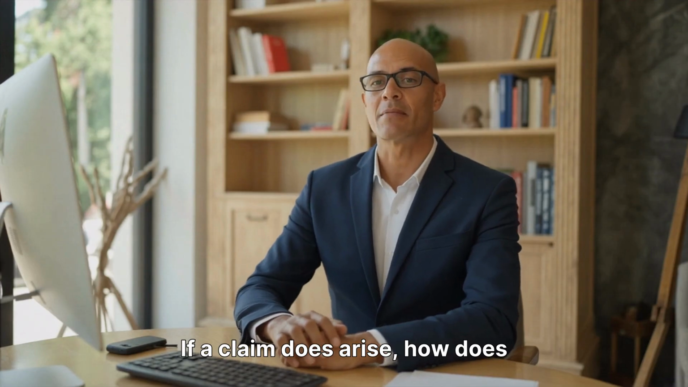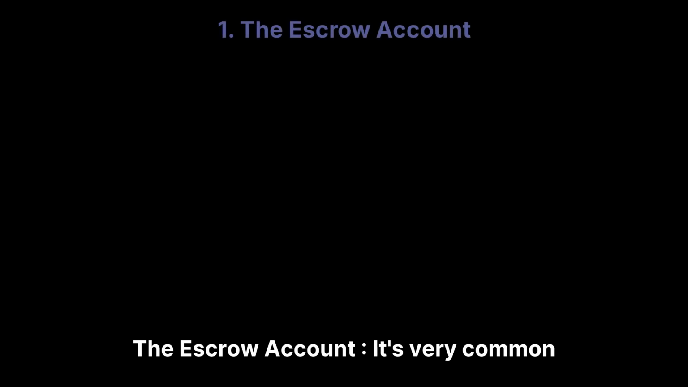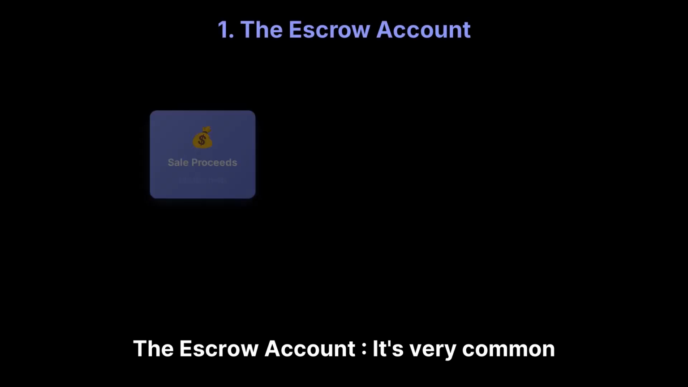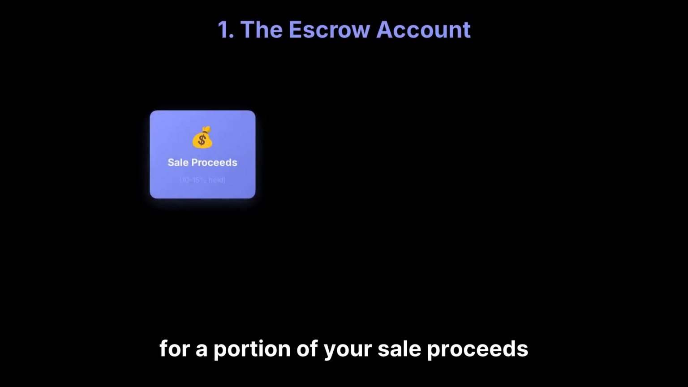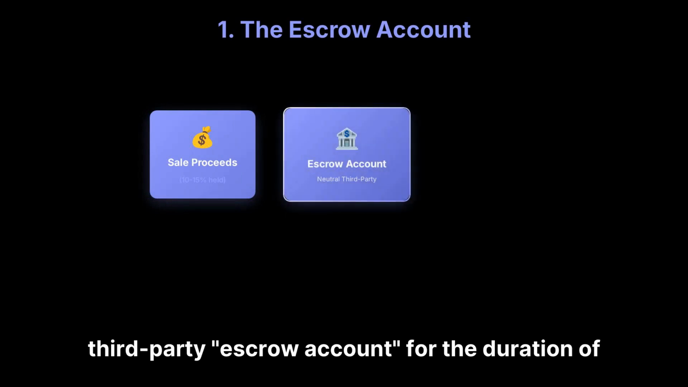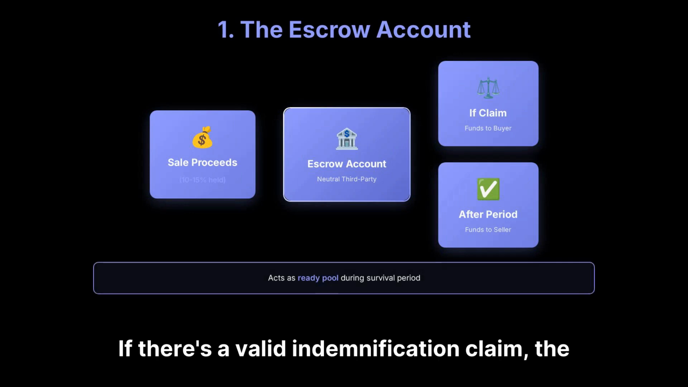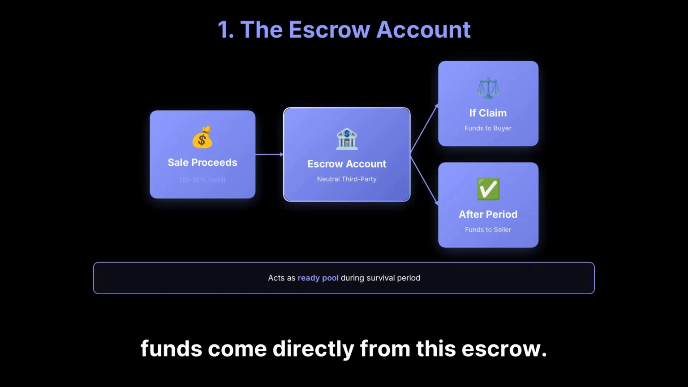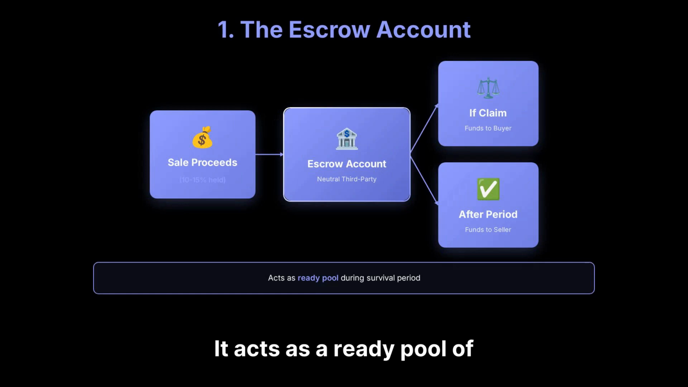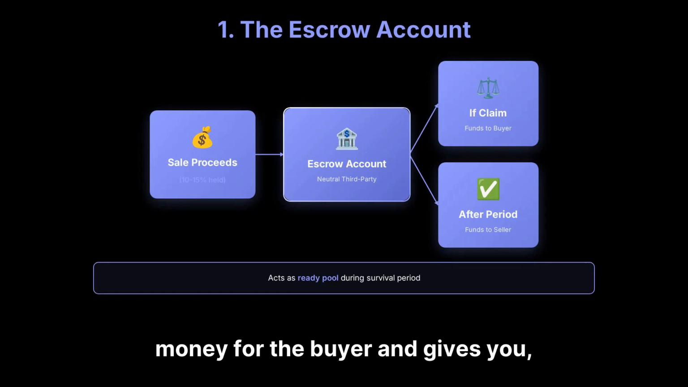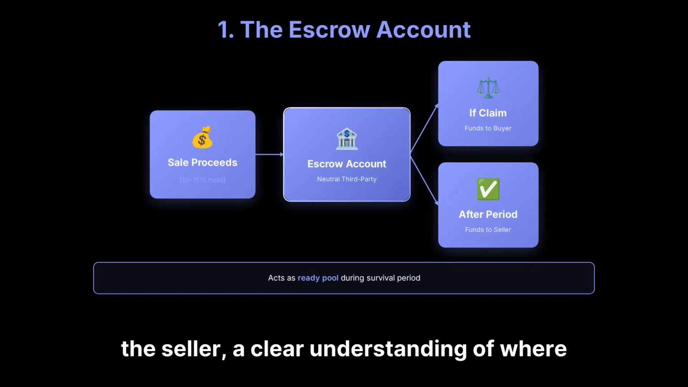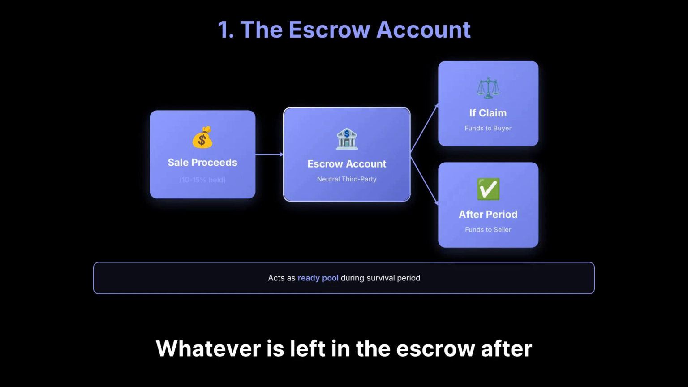If a claim does arise, how does the buyer actually get paid? One, the escrow account. It's very common for a portion of your sale proceeds to be held back in a neutral third-party escrow account for the duration of the survival period. If there's a valid indemnification claim, the funds come directly from this escrow. It acts as a ready pool of money for the buyer and gives you, the seller, a clear understanding of where the money would come from. Whatever is left in the escrow after the survival period is released to you.